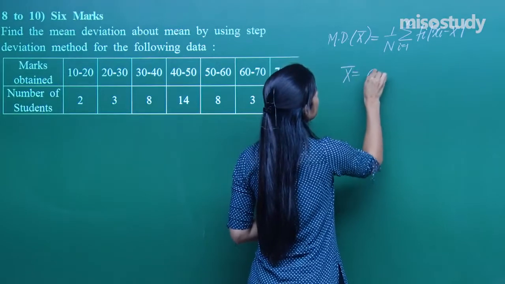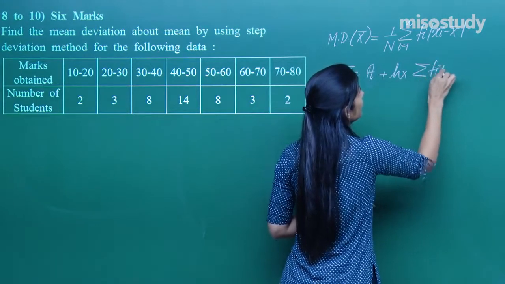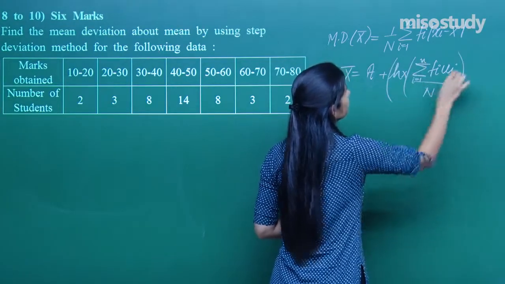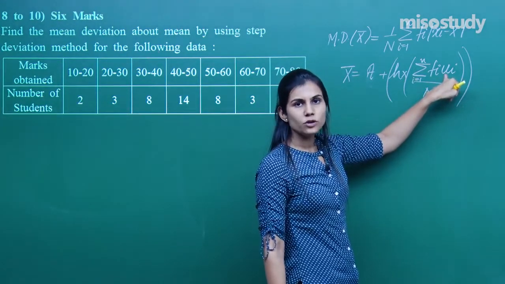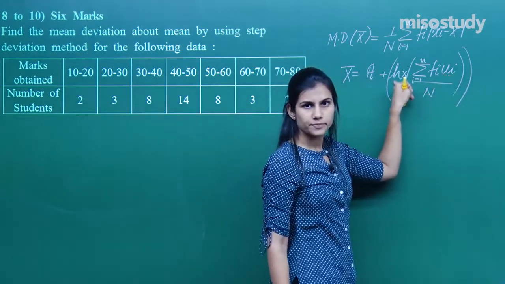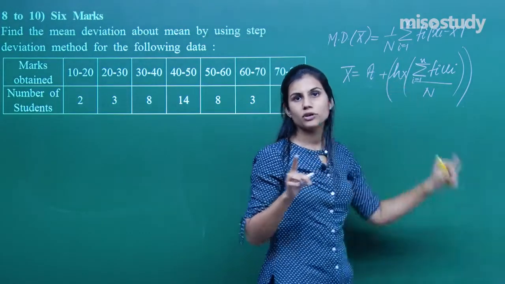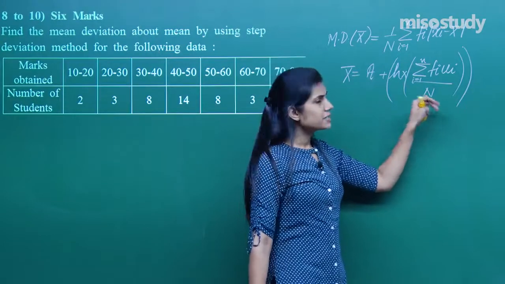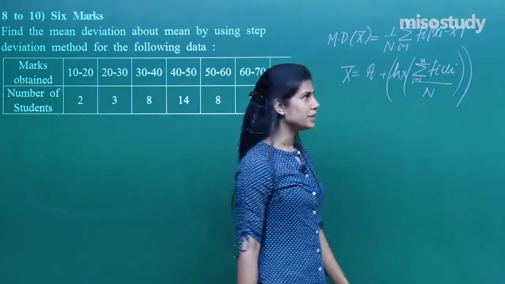So mean over here by step deviation method is A plus h into summation Fi ui whole upon capital N, i varying from 1 to n, where A is the assumed mean. Ui is the quotient which is obtained when the deviations of xi's from the assumed mean are divided by the common number h. Clear? This h in the case of continuous frequency distribution is mostly taken to be the size of the class interval, because here each class interval is of width 10. So we take h as 10. Capital N is again summation Fi, calculate x bar, then calculate this, and you get your mean deviation about mean.